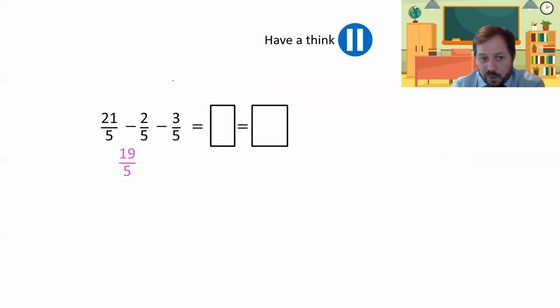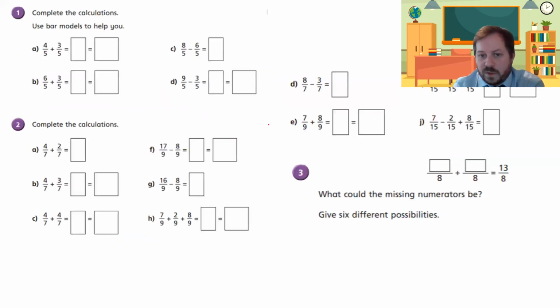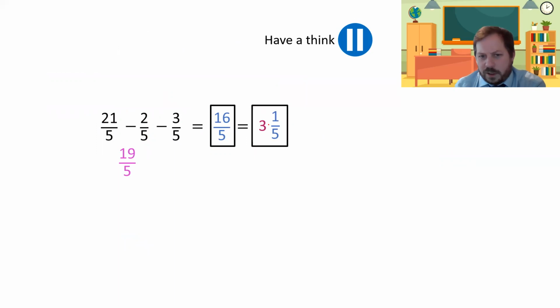So first off, we can do our first part, which is 21 minus 2, which is 19. Then we take away the final 3/5, we get to 16/5. Then we're going to think about that in terms of a mixed number. 5 times 3 is 15. That leaves 1 left over. So if you were going to write this out, you do 16 divided by 5 equals 3, remainder 1, which is the same as 3 1/5.